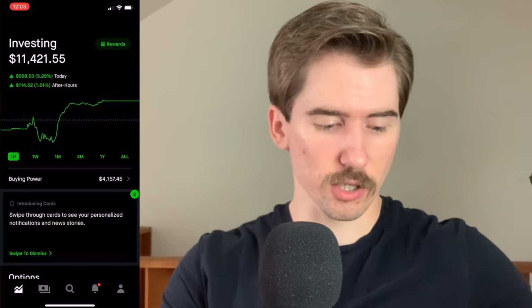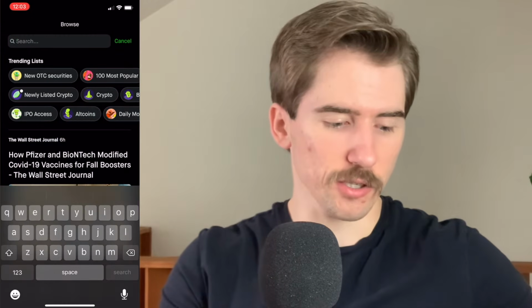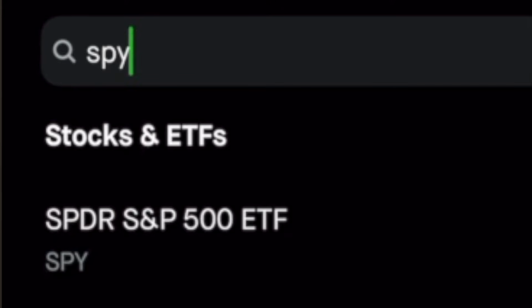The first thing you're going to do whenever you're trading options using the Robinhood app is to search for the stock that you want to trade. So I'm going to click the search button on the bottom in the middle, and then I'm going to search for SPY, which is the S&P 500 index.